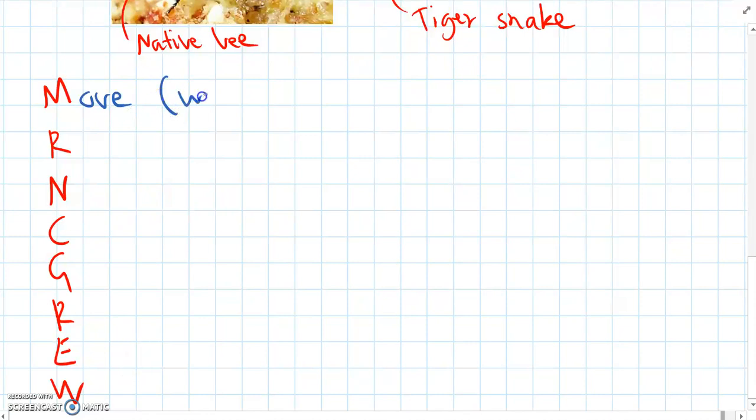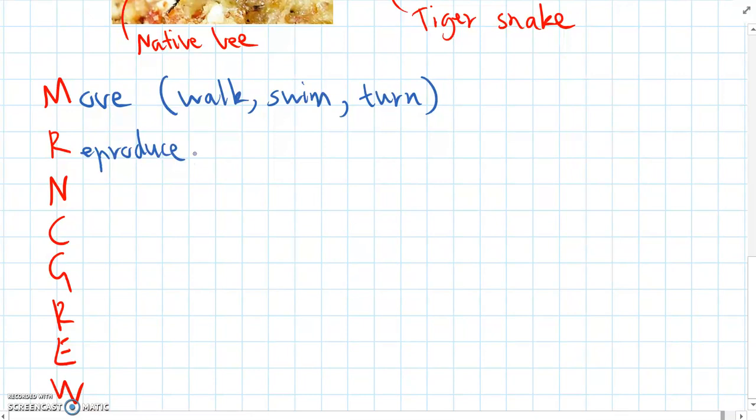So the M stands for move. Does that thing walk or fly or swim? Because every living thing can move in some way, even if it just means turning, like a plant turning its leaf to one side. The R stands for reproduce. And every living thing reproduces in some way to make new offspring.